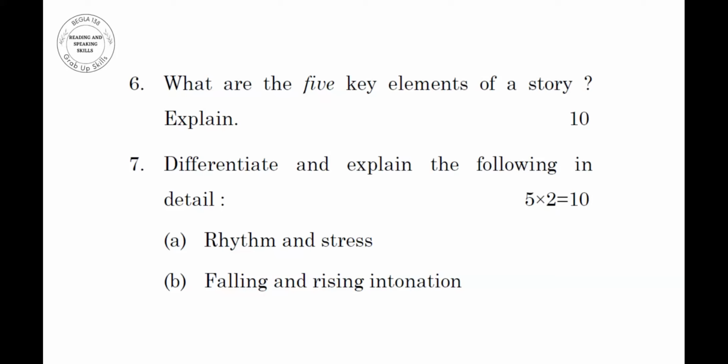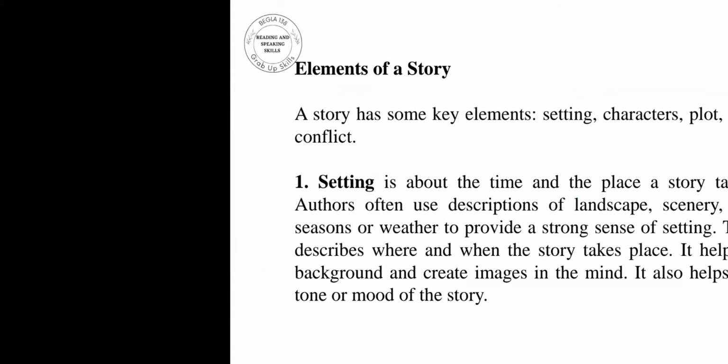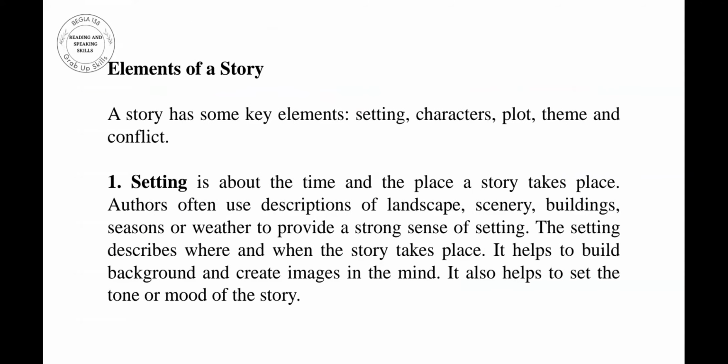What are the five key elements of the story? Basically, a story has these things, one, two, three, five things. The setting, whatever happened, the daily things, the sceneries, everything. The characters, the names of the characters or the incidents that happened, the plot, theme, and the conflict. These are the things which are going to be explained. Setting first, sorry.